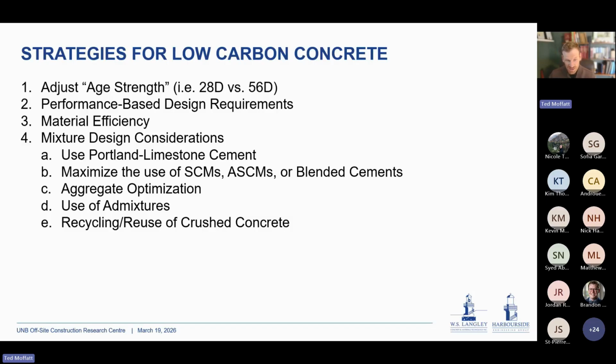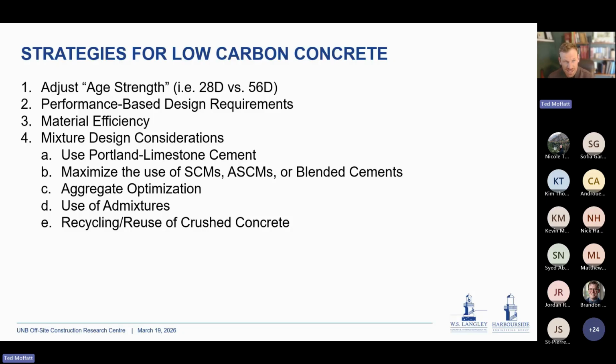We can add higher levels of supplementary cementing materials, which we'll talk about here in a bit, but we can still develop a mix that will still achieve strength, but at a later age. And in doing so, we can essentially create a lower carbon mix.